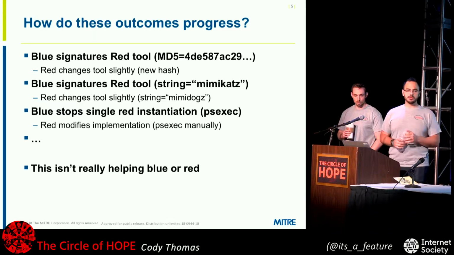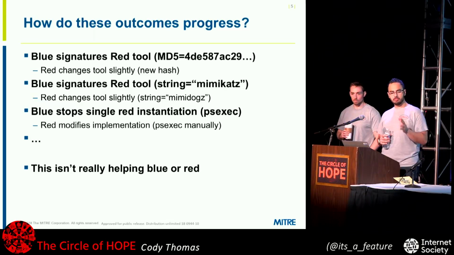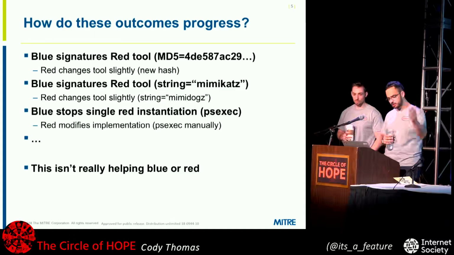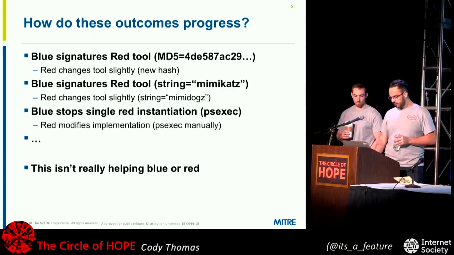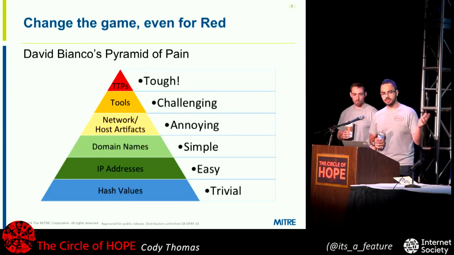So what can we do at this point to really help red and blue skip, maybe have a shortcut to thinking in TTPs instead of maybe just some of the hashes or the strings? Well, with that, we have this diagram here.